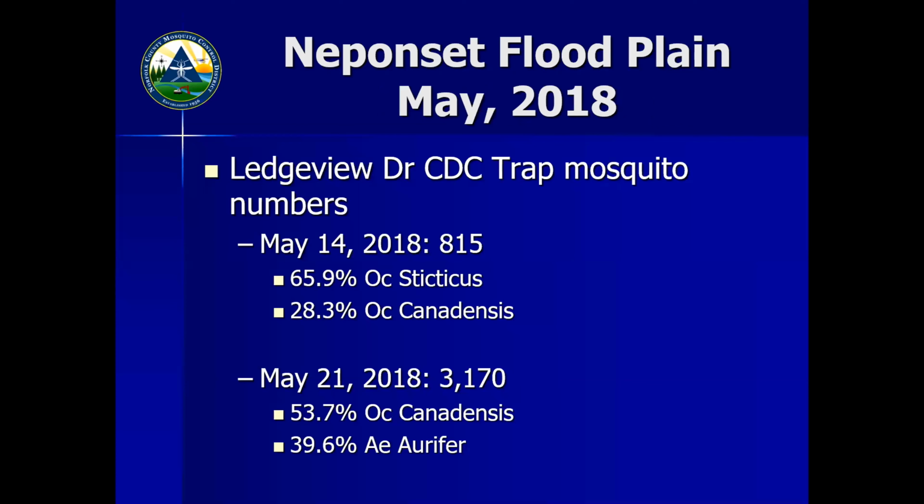Our trap numbers reflected this. We're using Ledgeview here, which is right up against the neighborhoods. And we apparently were getting a Canadensis and Stimulans problem at the time in here. So this was kind of a little bit of an eyebrow raiser as well, that just because it isn't summer, we're still going to have mosquito problems in these areas on the floodplain.